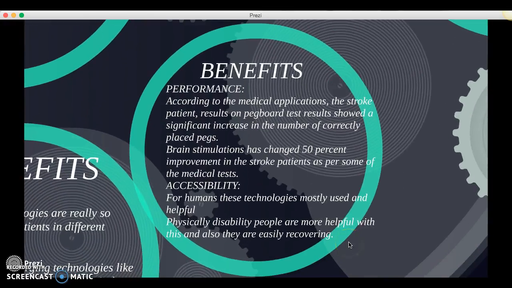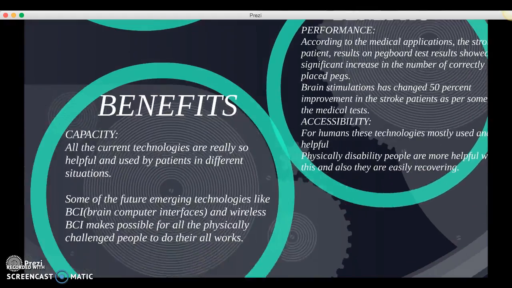And here are some of the benefits in part 2. So coming to the performance, according to the medical applications, the stroke patient results on the pegboard test showed a significant increase in the number of correctly placed pegs. Brain stimulation has shown a 50% improvement in stroke patients as per some of the medical tests. Coming to the accessibility, for humans, this technology is mostly used and helpful. People with physical disabilities benefit from this, and they also recover more easily.